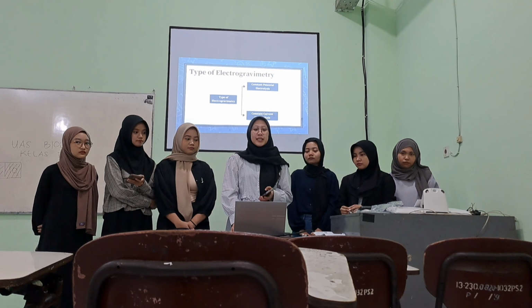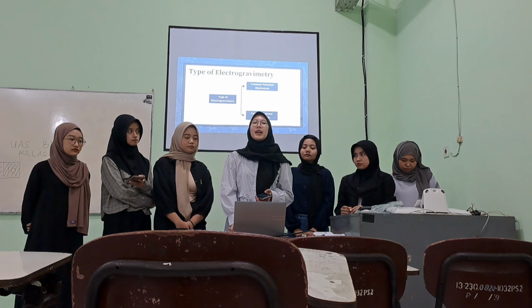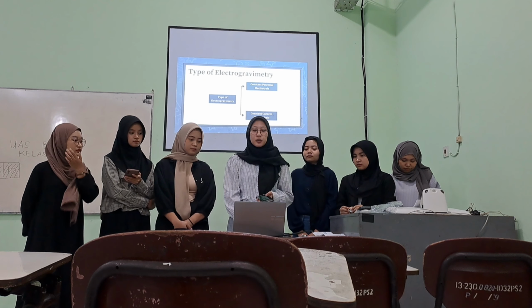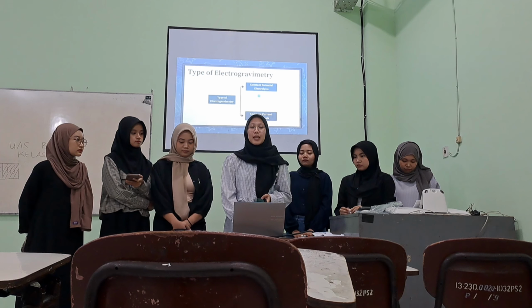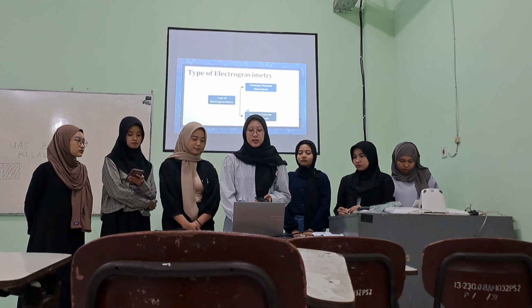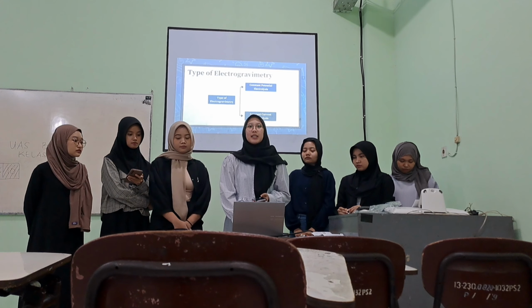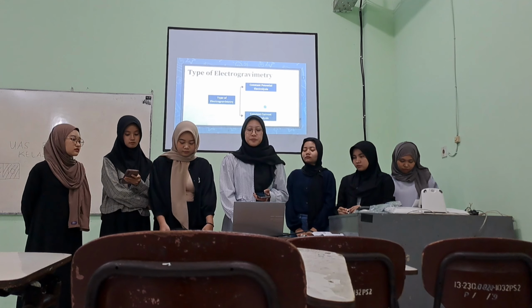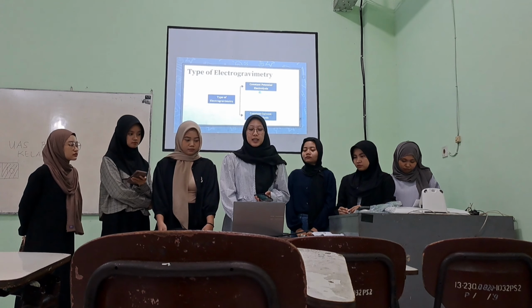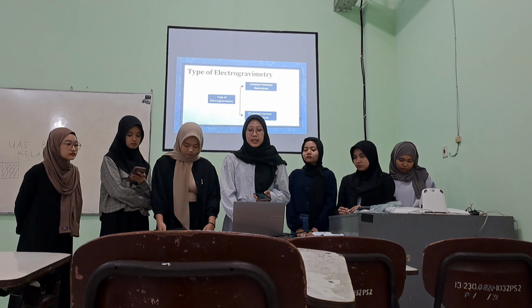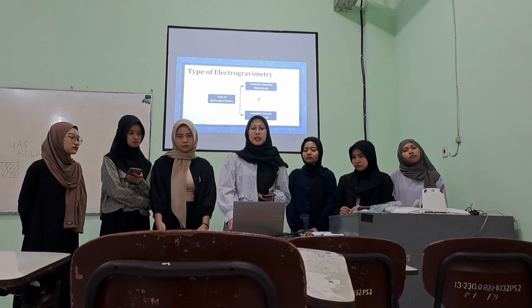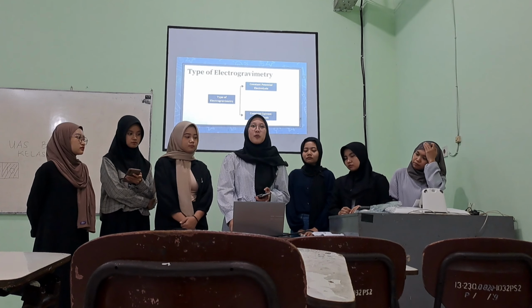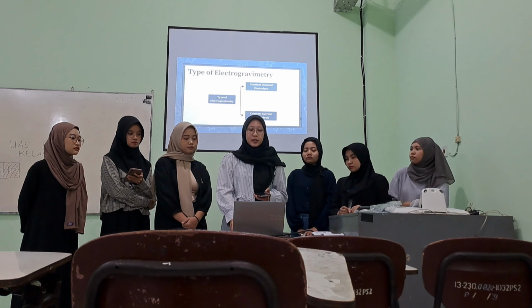So the next one is the types of electrogravimetry, and you can see on the screen there are two types of electrogravimetry. The first one is constant potential electrolysis, and the second one is constant current electrolysis. So what's the difference between them? You can see and remember it. The difference is about the potential and the current of the electrolysis. We're going to talk about each of them.